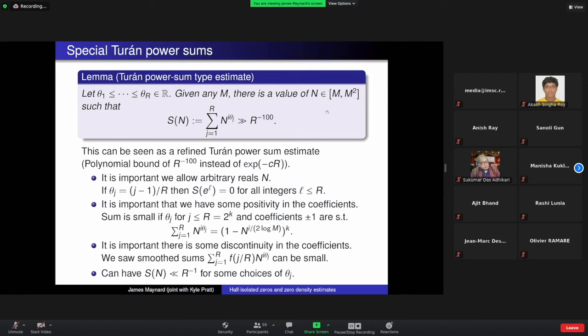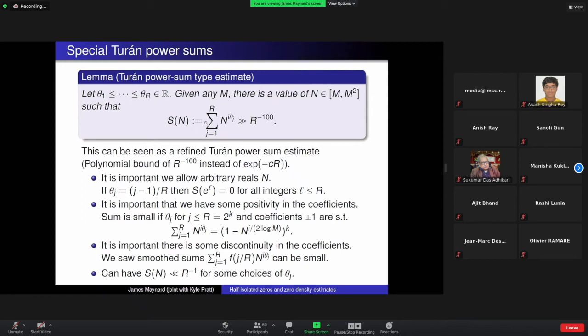So it's actually very important for our method that we allow completely arbitrary real numbers n within the superdyadic interval, and we're not restricting to some sort of well-separated set of reals. Because you can have counterexamples to the main statement then.